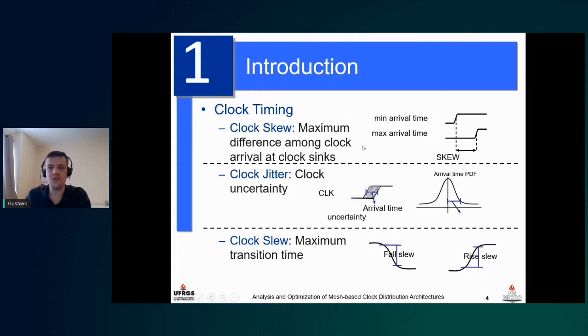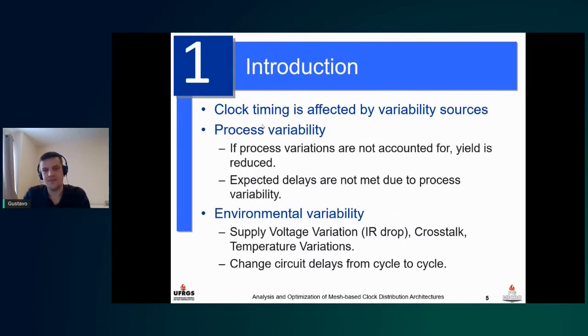In some other works, there may be other definitions for skew, and skew could be considered only for the time difference between the sequential elements that are connected through some combinational path. But for simplicity in this work, we are considering skew as the maximum difference over all arrival times.